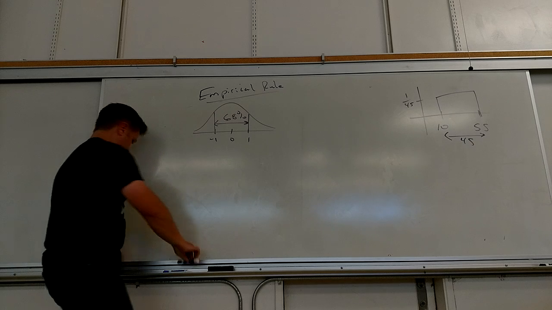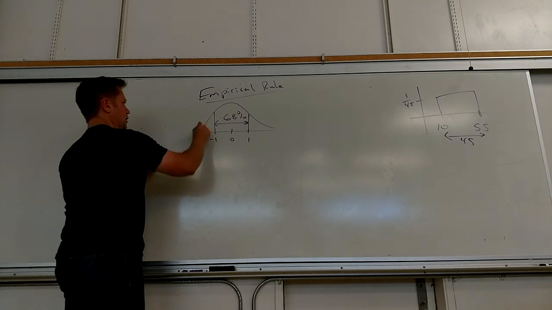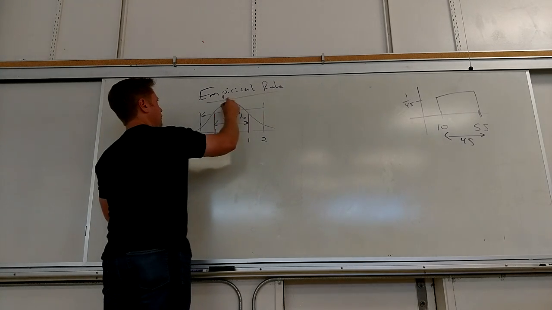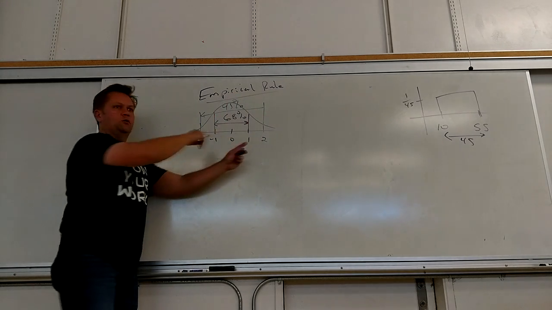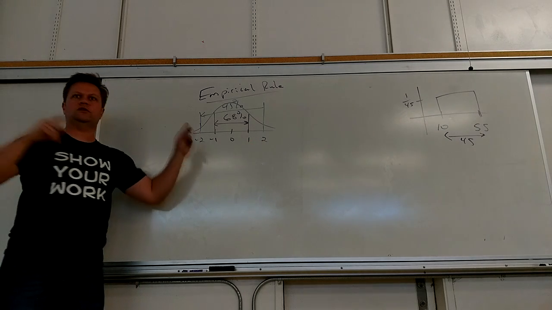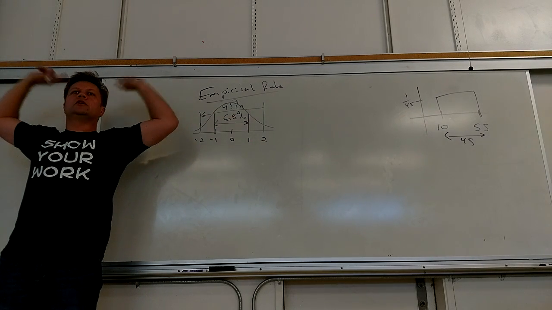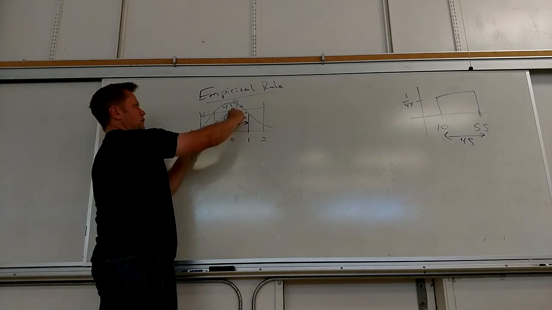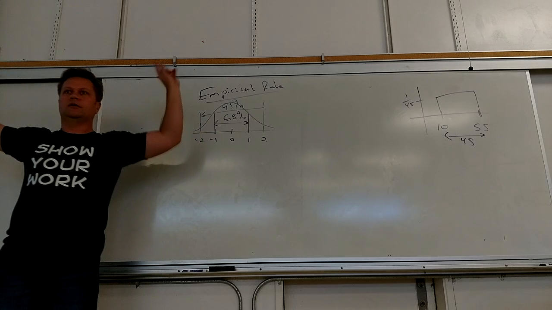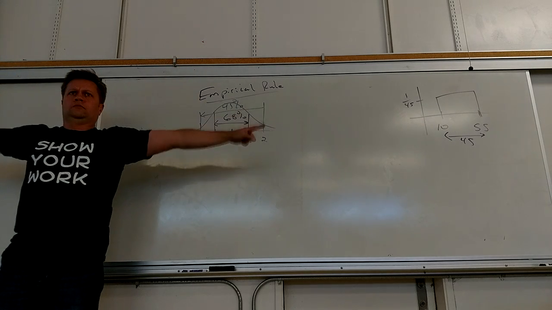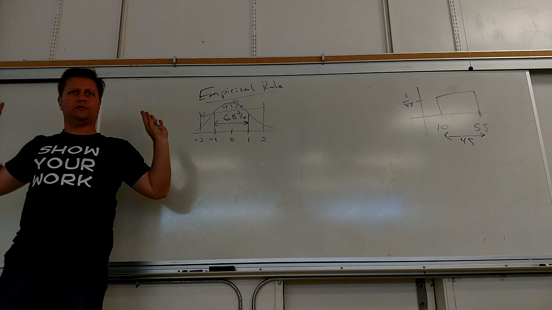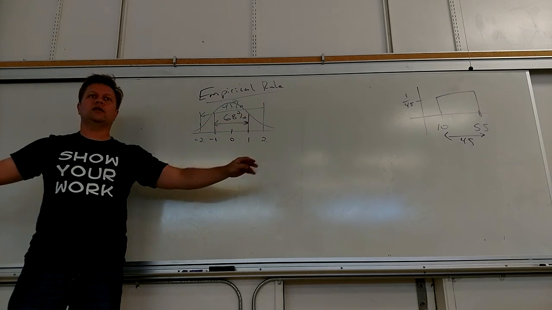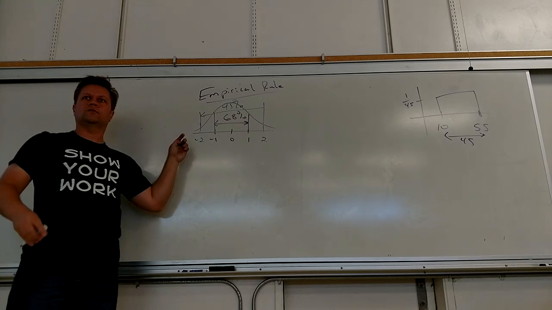Within 2 steps, there is known to be 95%. So now you really start to see why we call outside of 2 standard deviations unusual. Because how much data is outside of 2 steps? If there's 95% inside, there must be a total of 5% outside, on each side. There's only a 5% chance of being out here.